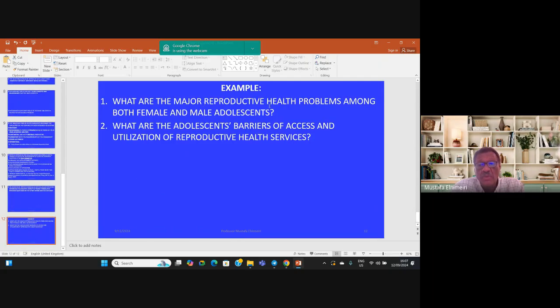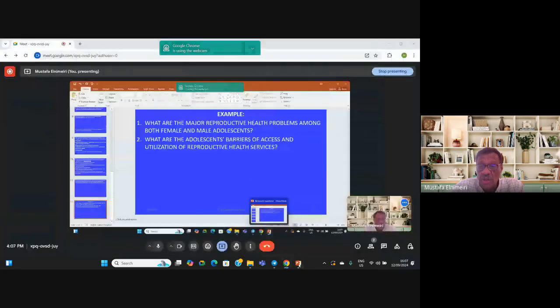What are the major reproductive health problems among both male and female adolescents? And the second one, what are the adolescent barriers of access and utilization of reproductive health services in Sudan, for example?